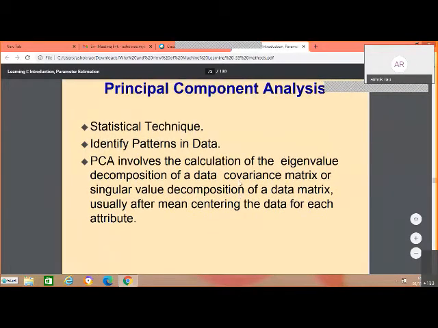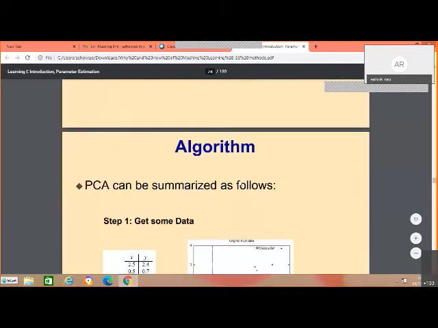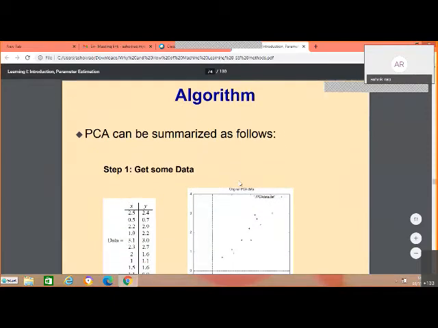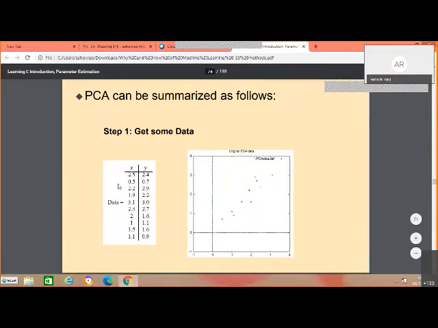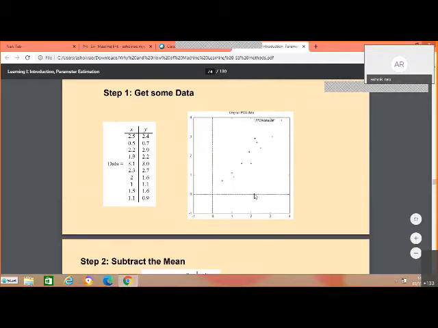So, we look at PCA, we'll also look at other subspace methods. You see here the simple algorithm of PCA. We get data, x coordinate, y coordinate data. These are 10 points with their x and y coordinates. I have plotted the data here. This is 0, 0, this is the x axis, this is the y axis, and the two-dimensional data points are here. 10 data points.